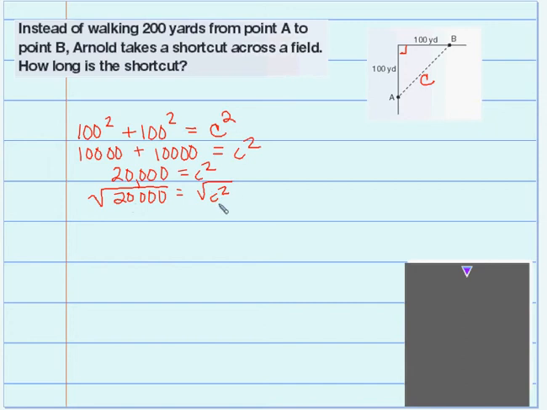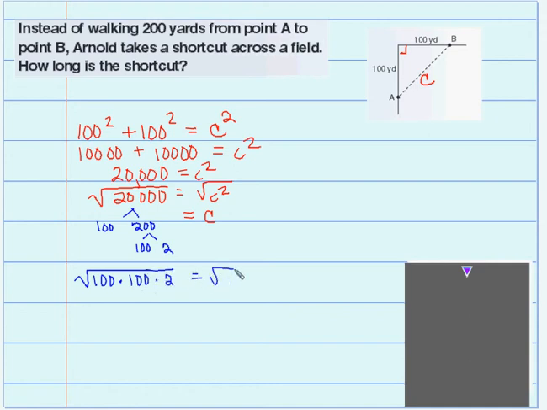Now to solve this, I need to square root both sides. And the square root of C squared, that's C times C, so I know that that's just C. And over here now I have to simplify that. So I need to use prime factorization and see what I can come up with. Well, I know that it would be 100 times 200. And 100 is a perfect square, so I'm going to leave that. And this would be 100 times 2.